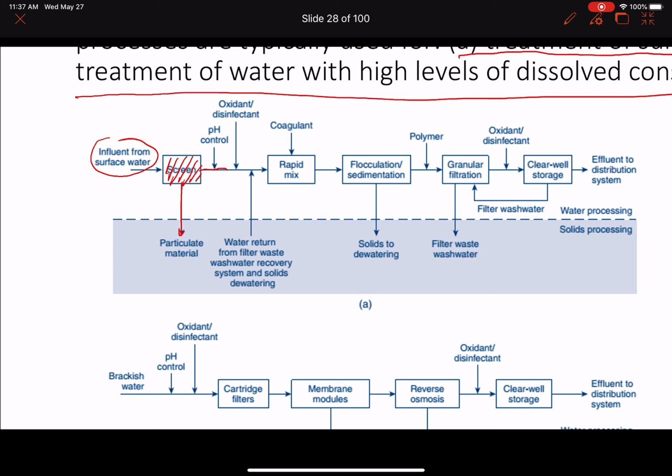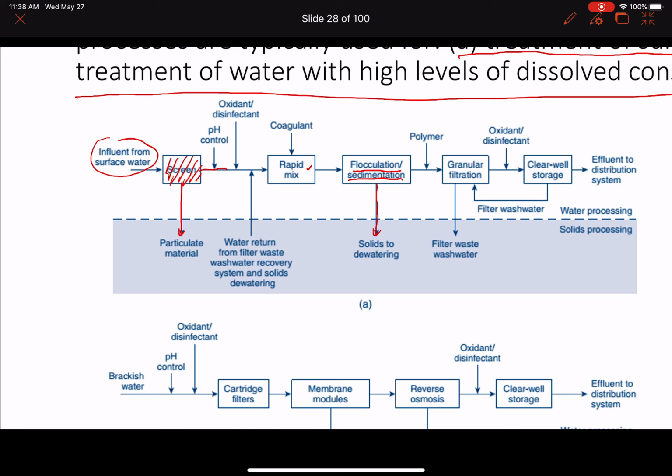Here they will do pH control, and they will do oxidation and disinfection. And of course, after that, it goes to a rapid mix, a tank where you add coagulant, and we'll be talking about coagulation later on. And then they do a rapid mix. Later on, there is the flocculation sedimentation tank. Once they add the coagulant, all this suspended material will be flocculated into a floc, and then they will settle down in the flocculation sedimentation tank, and you can see that solids will be wasted.